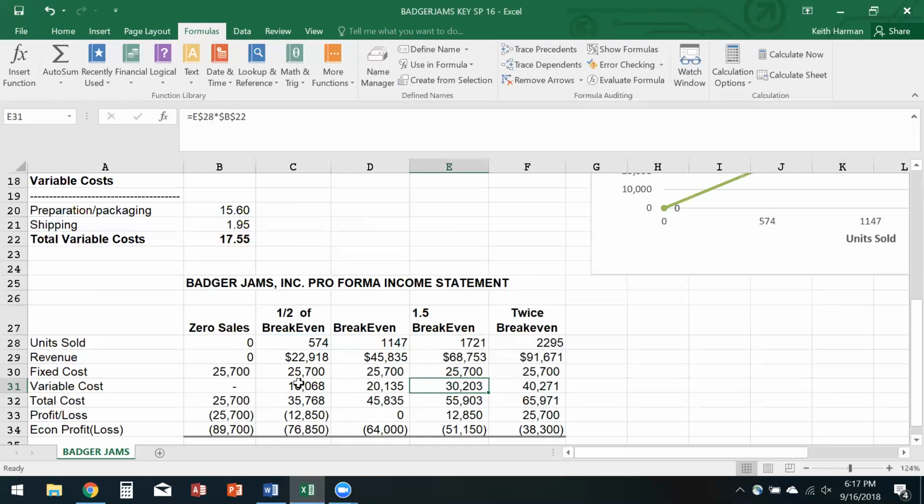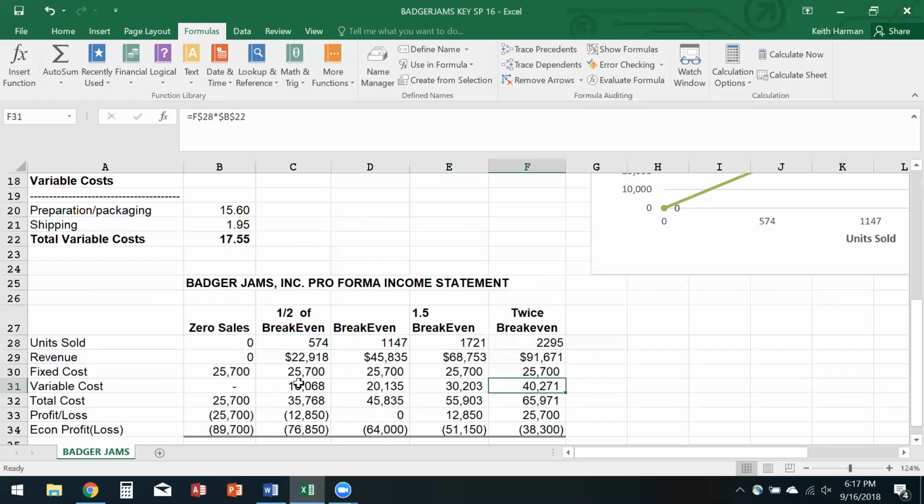If you ship 1,721 cases or whatever it is, yeah, you've got some cost. So you'll see here, twice break even. We did twice what we thought. All right. So far, so good. And you can see the cell referencing as we come across.